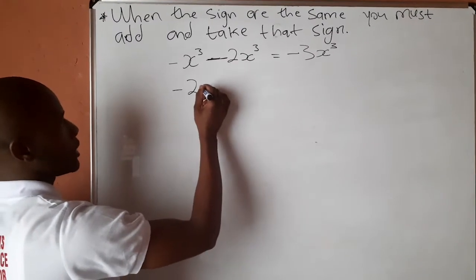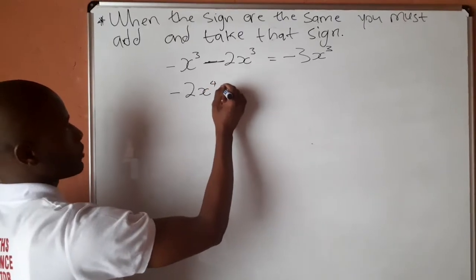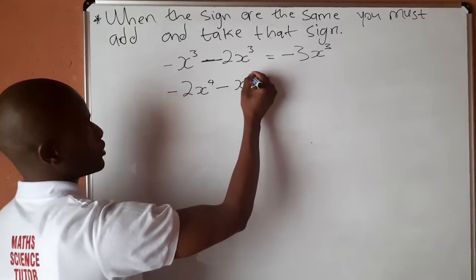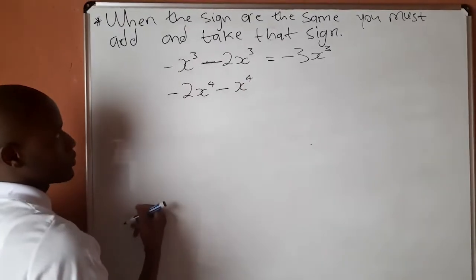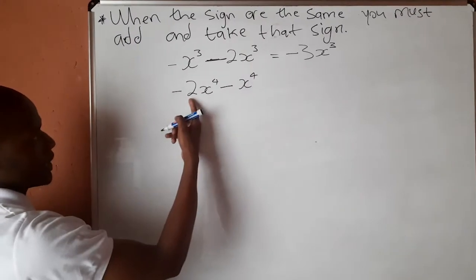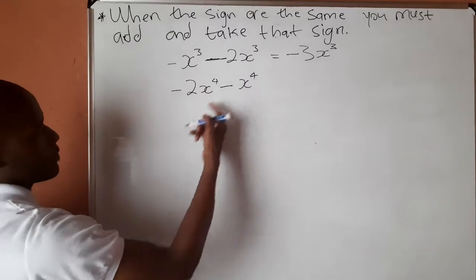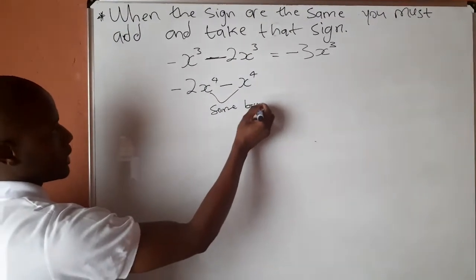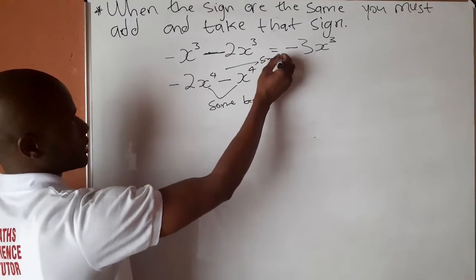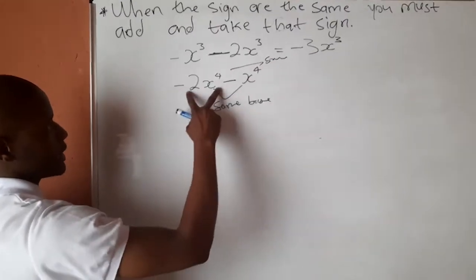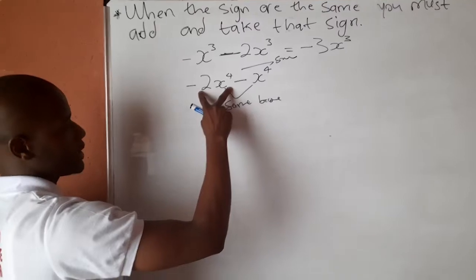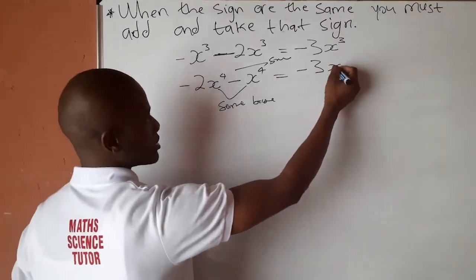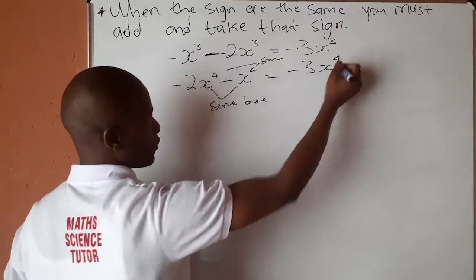Negative 2x to the power 4 minus x to the power 4. We have the same base and same exponent, like terms, and the signs are the same. We add and we take the sign. It's going to be negative 3x to the power 4.